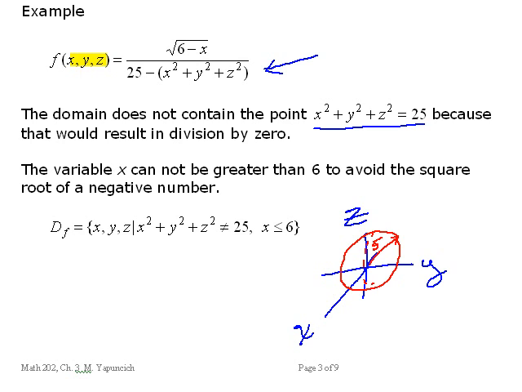That means the function is not defined on this entire sphere of radius 5. That's kind of interesting. Now looking at the numerator, you see a square root, and of course you can't have the argument of the square root be negative, so x cannot be greater than 6. So here is the domain of this function. It's the set of all x, y, and z such that x squared plus y squared plus z squared is not equal to 25. That will exclude that sphere. And also x has to be less than or equal to 6.